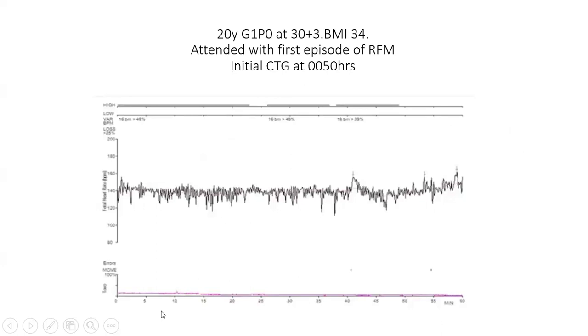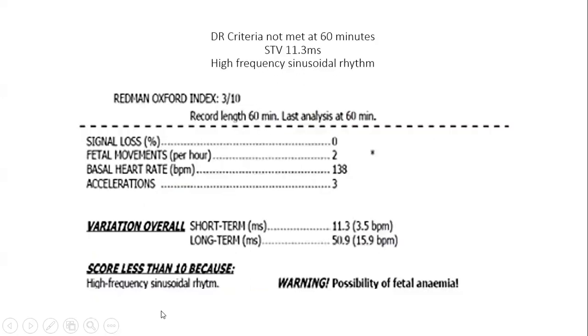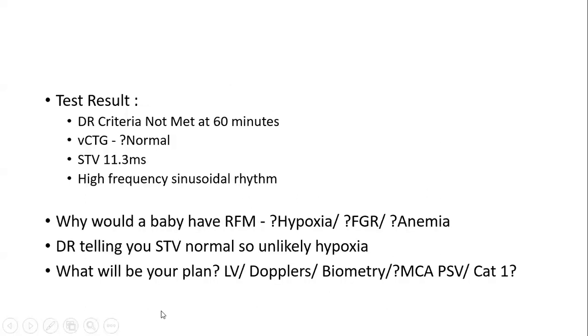And you have a 20-year-old gravida 1 para 0 at 30+3, reduced fetal movement. Again, somebody may say the CTG is okay, good variability, accelerations, but Dr. Redman tells you, no, there's a high frequency sinusoidal rhythm. So again, Dr. Redman gets you to go and look at the trace again and think about the presentation, why this is happening. So here, do an MCA PSV, for instance, to confirm, and the baby was born with anemia.